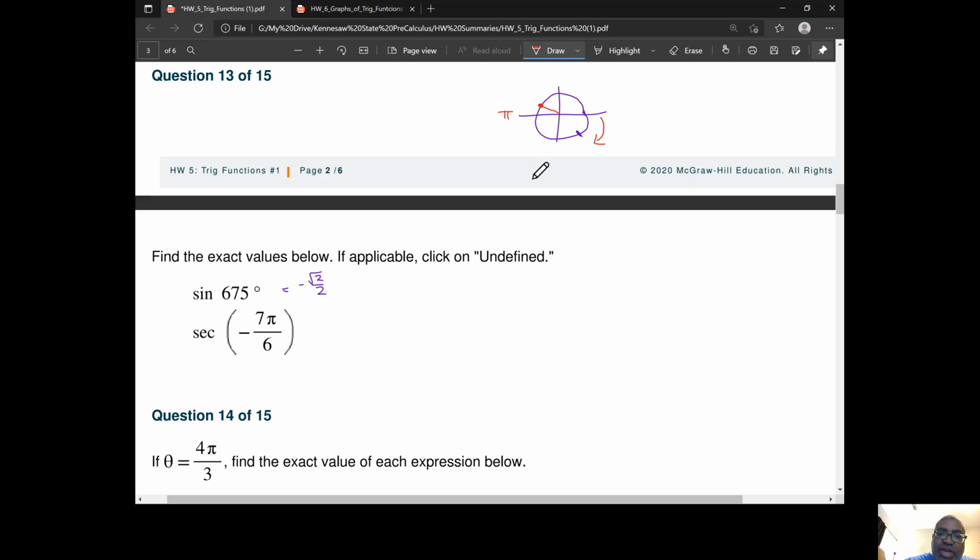Well, we know that the cosine of this point right here is negative square root of 3 over 2. So that means the secant is negative 2 over root 3, which we can't have. Multiply both top and bottom by root 3, and I end up with negative 2 root 3 over 3. And there's the secant of that.